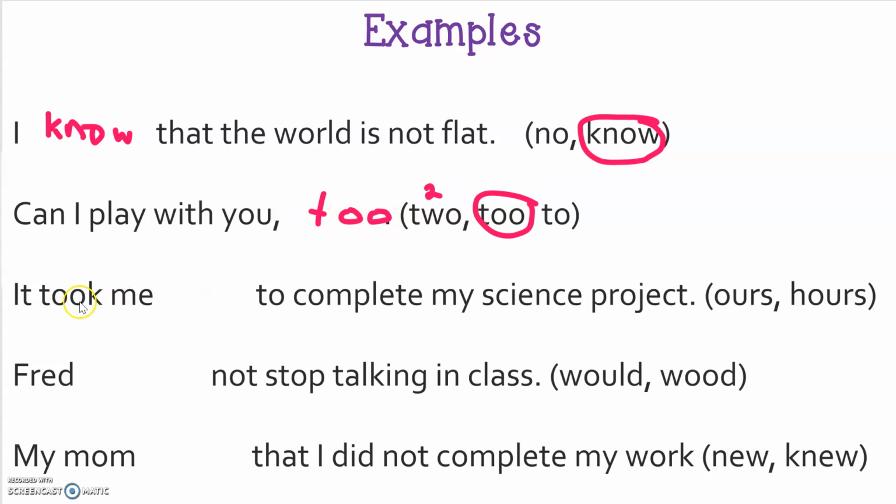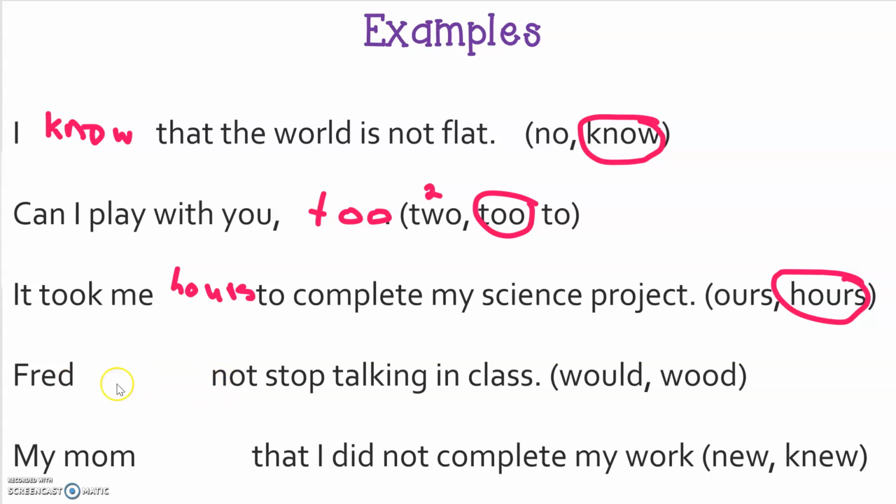It took me blank to complete my science project. So now which one? This one means mine and yours. That means both of us, right? So this hours would have to be the correct one. This is the time. So it took me hours to complete my science project. I hope it doesn't take you hours, but it took me hours.